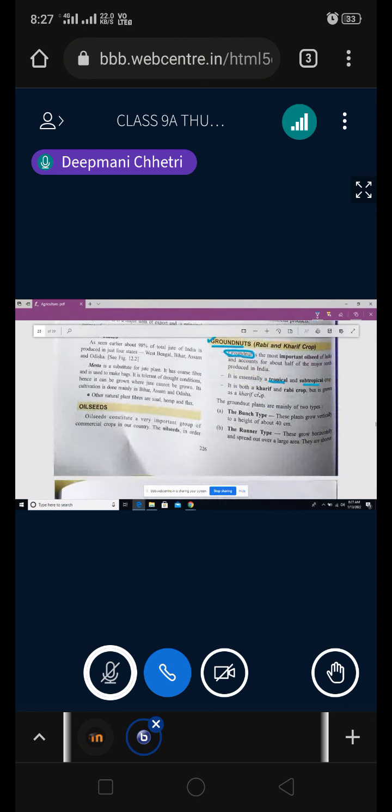Now moving to the season, the cropping season. Which season can it be grown? It can be grown in both the seasons, that is Rabi as well as in Kharif season. Okay, and then the next one we have is the two types of groundnut. One is a bunch type, another one is a runner type.